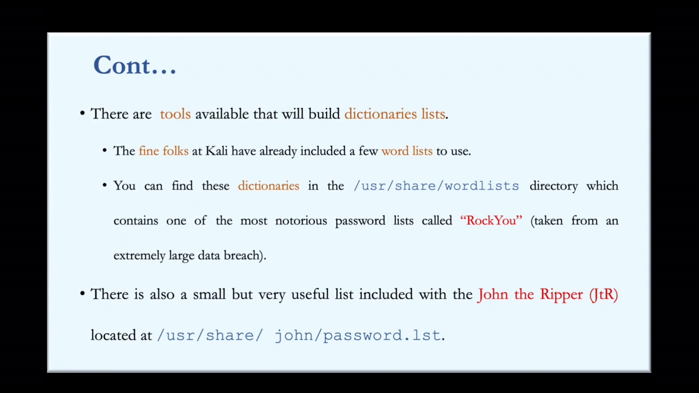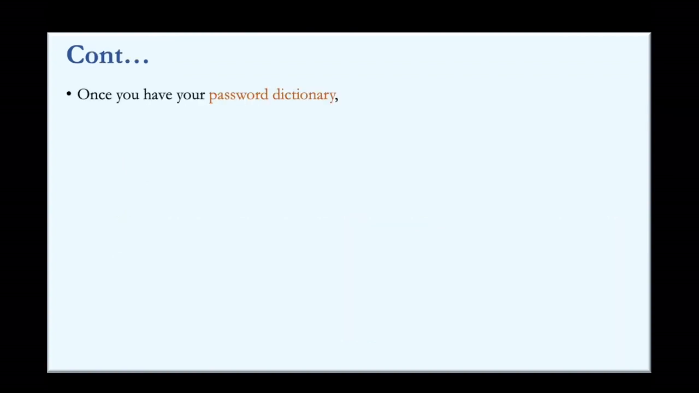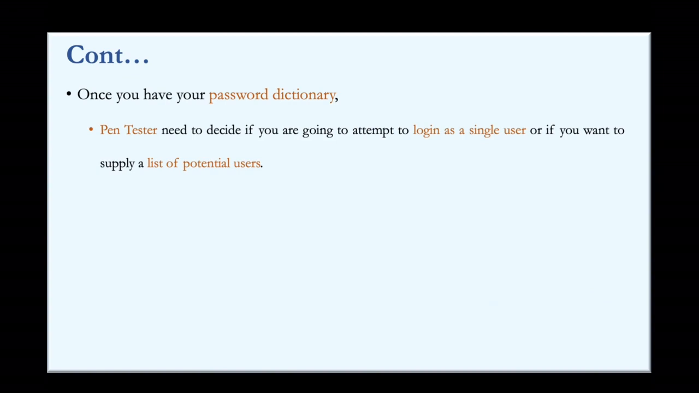So once you have your password dictionary and you have a username which you collected from the reconnaissance phase, then the pen tester needs to decide if you are going to attempt to log in as a single user, or if you want to supply a list of potential users. A single user means maybe generally everybody uses the root password. For potential users, that means on the target system, the user may be root, the user may be guest, the user may be in a student list or faculty list or employee list, different lists of potential users.